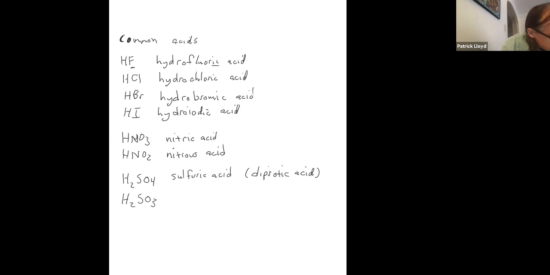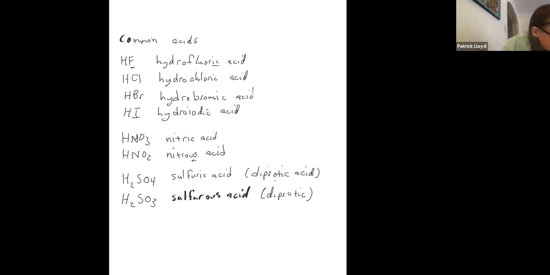For the next one, if you take an oxygen off, again, you change it to us acid. So this one becomes sulfurous acid. And again, this one is also diprotic, because it has two hydrogens. In a sense, it loses two hydrogens, although there are some details in that discussion.